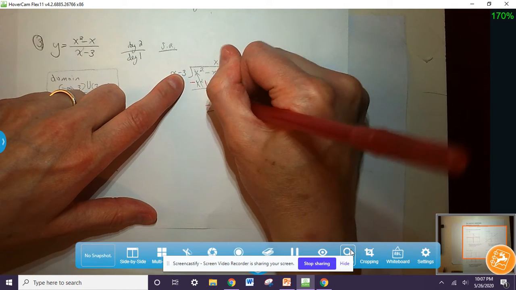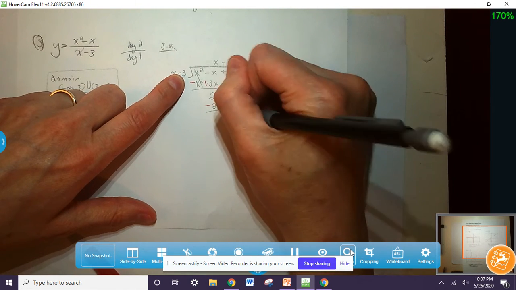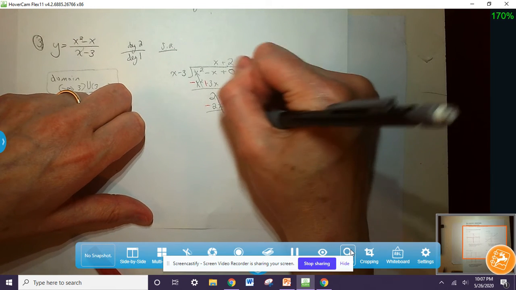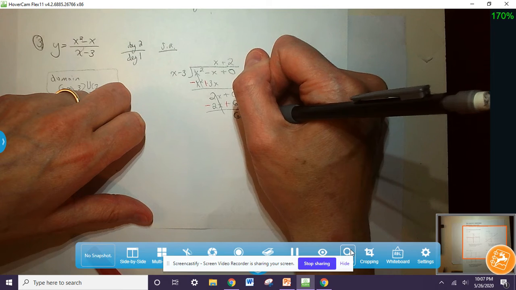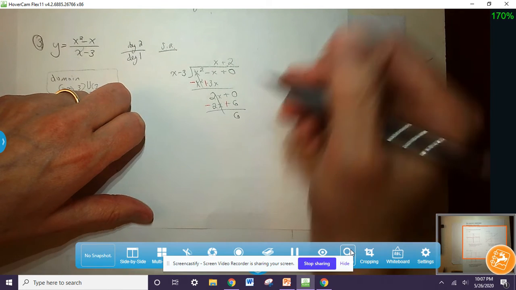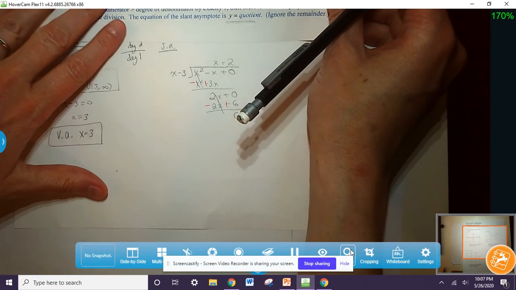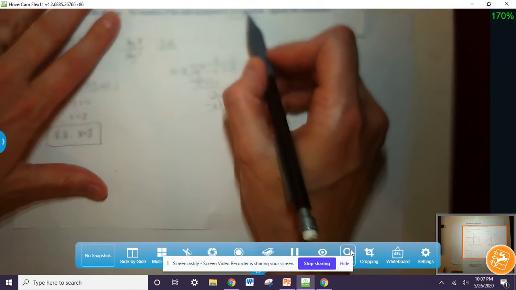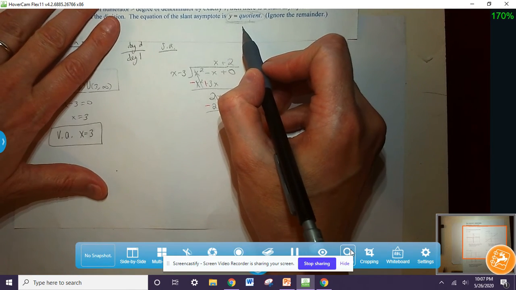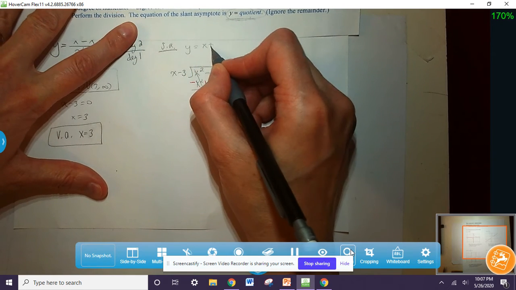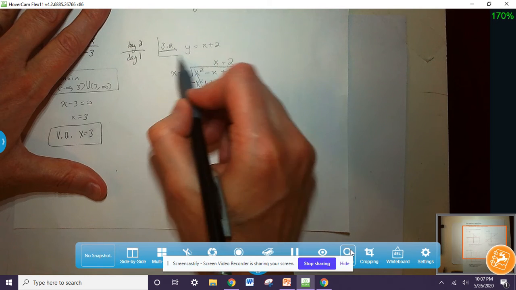Remember to subtract that line. And the remainder comes up to 6. But the good news on this, if you ever make a mistake on just the remainder part, it doesn't matter because we ignore the remainder. The equation of the slant asymptote is y equals the quotient. So it's y equals x plus 2, and that's the equation of your slant asymptote.